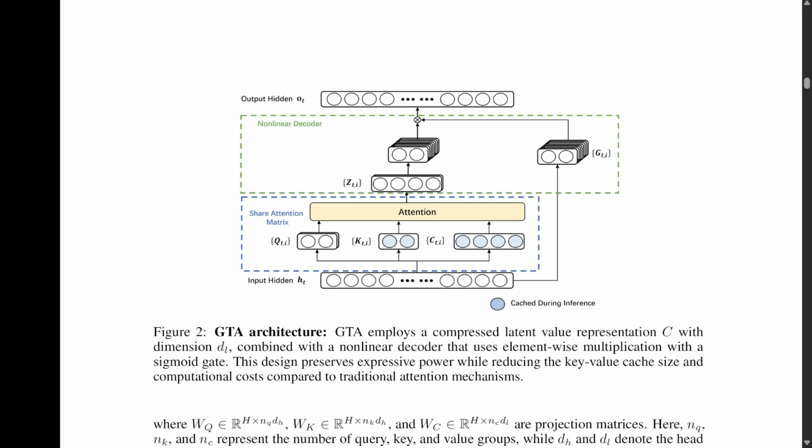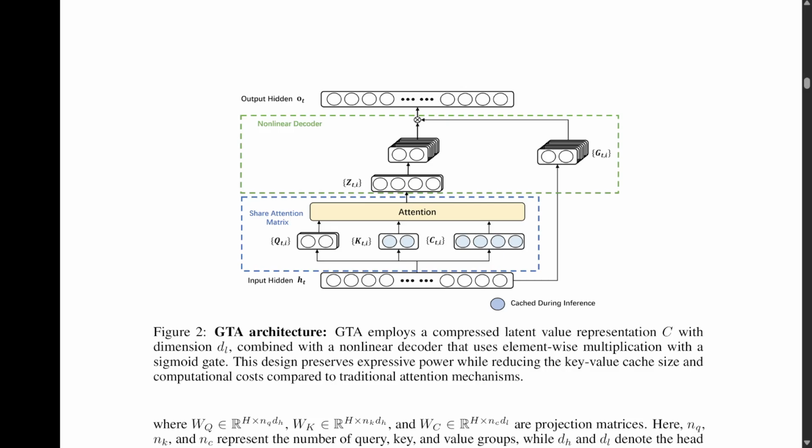And across different precisions, like FP16. Yes, full precision, FP32, and half precision, FP16, BF16. Across all these different hardware platforms and precisions, GTA-1B consistently maintained its performance advantages over GQA-1B.